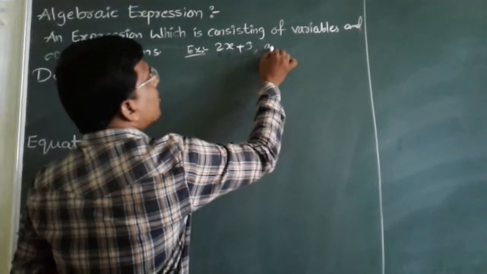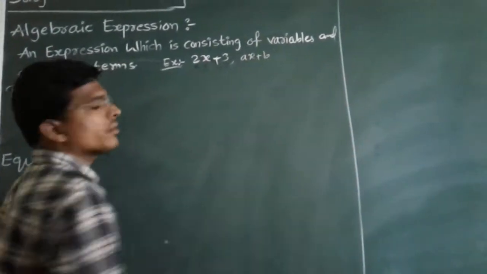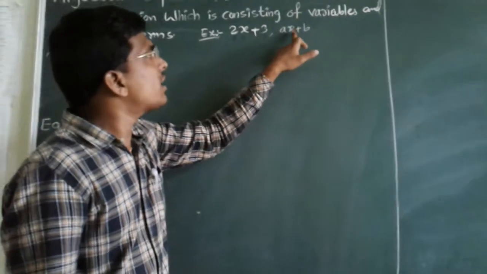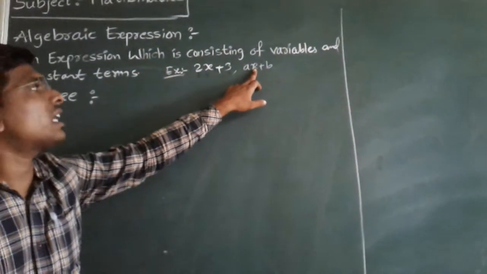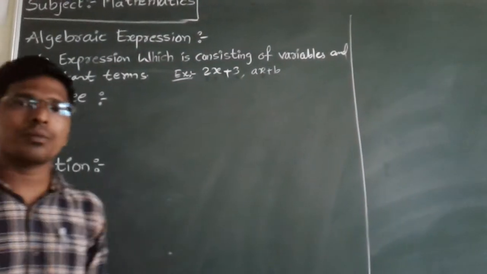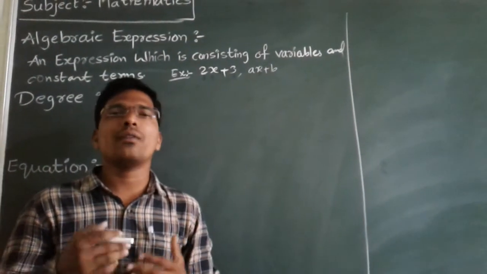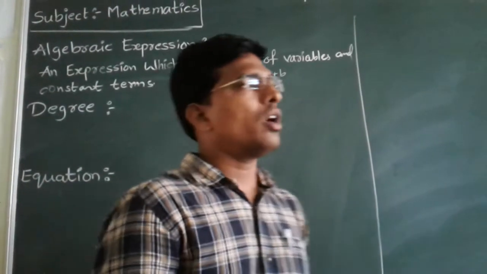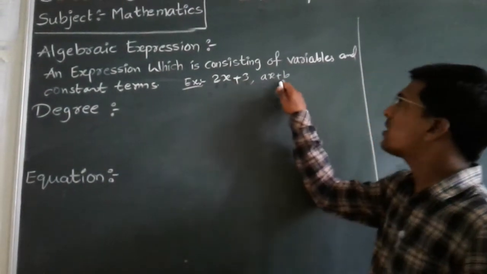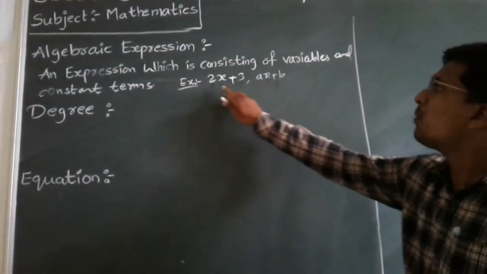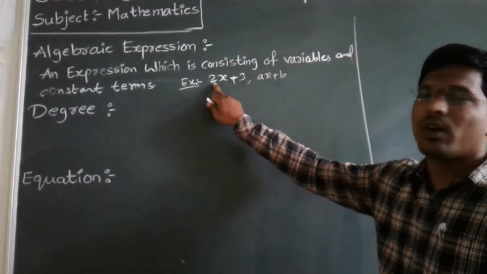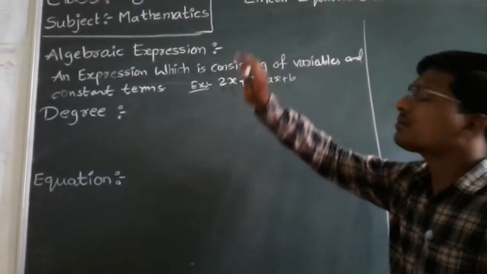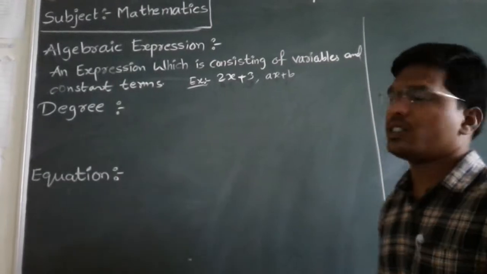For example, ax plus b. Here a and b both are constant terms and x is the variable. So what is meant by variable? A variable is always changing depending upon the situation. The value of x may change, but the values of a and b, the constants, do not change. For example, 2 is always 2 and 3 is always 3. But the value of x changes according to our situation.